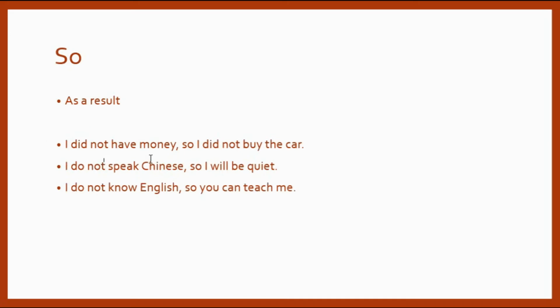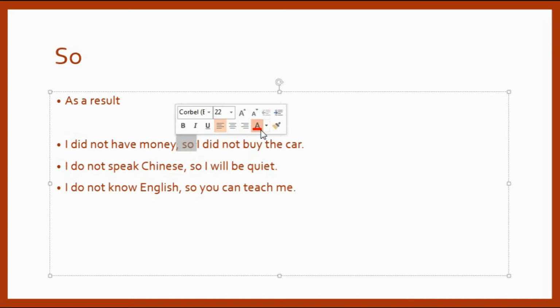I didn't have money, so I did not buy the car. So I didn't have money. As a result, I did not buy the car. I don't speak Chinese, so I'll be quiet, right? I don't speak Chinese. As a result, I will be quiet.